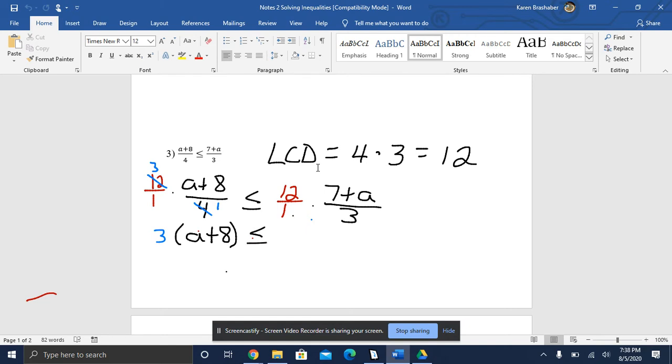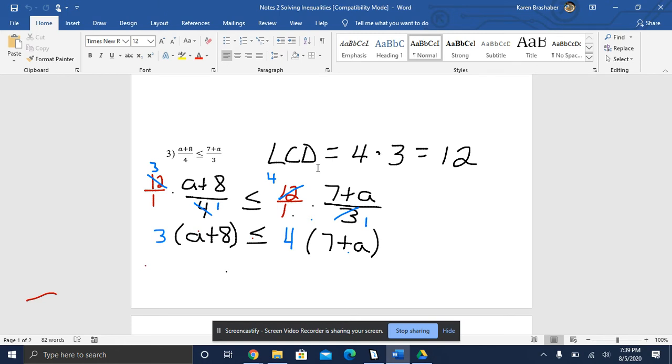I want to do a similar work on the right-hand side. 3 will divide into itself, leaving a 1. 3 will divide into 12, leaving a 4. So I'll have 4. And again, that's multiplied by something with a plus sign. So I need to put that in parentheses. And now you have parentheses.